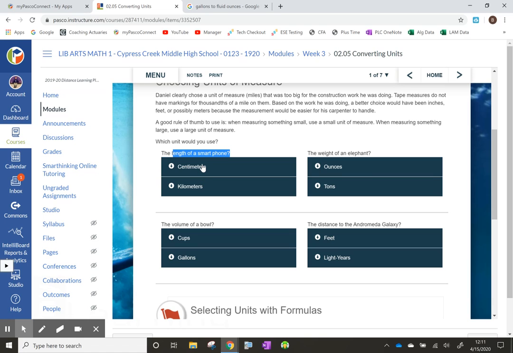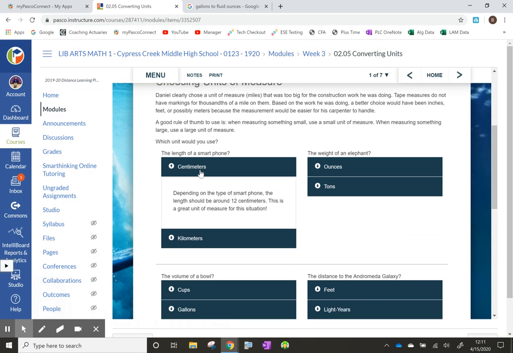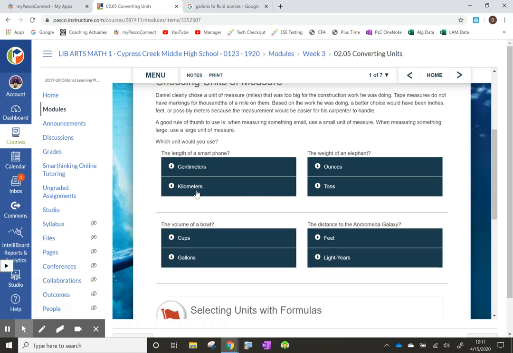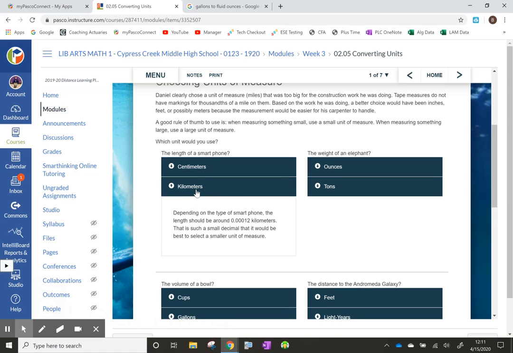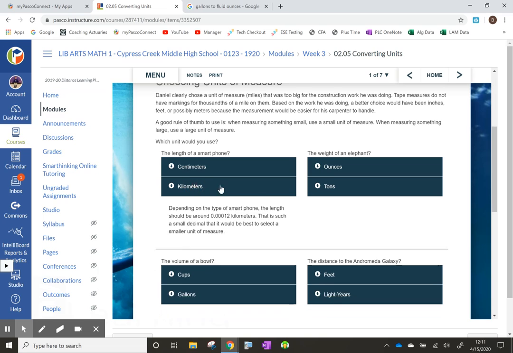So a centimeter is about the width of a fingertip or your fingernail, maybe smaller than that. So centimeters is a good unit to measure smartphones. A smartphone would probably be about 12 centimeters according to this, whereas a smartphone would be 0.00012 kilometers. So you can clearly tell which unit is better to use in describing the length of a smartphone.